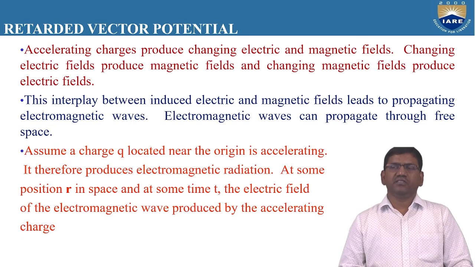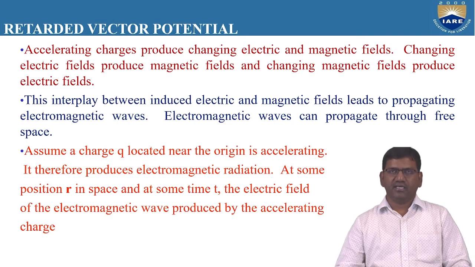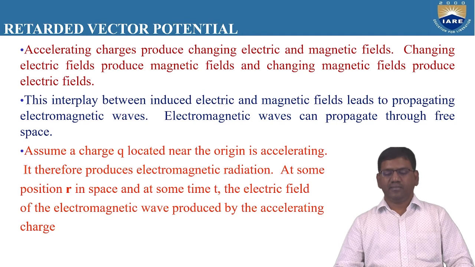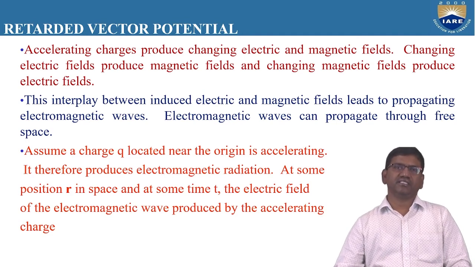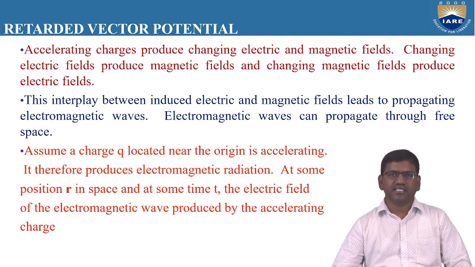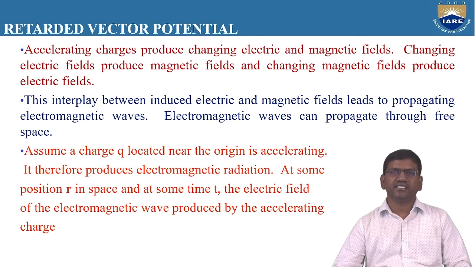So as we already know, these radiating fields consist of electric and magnetic fields. That means these accelerating charges will produce changing electric and magnetic fields. This changing electric field will produce a magnetic field, and the changing magnetic field will produce an electric field.